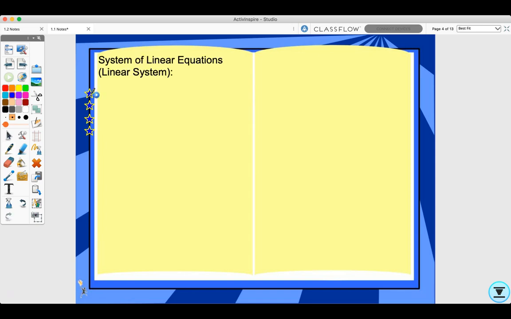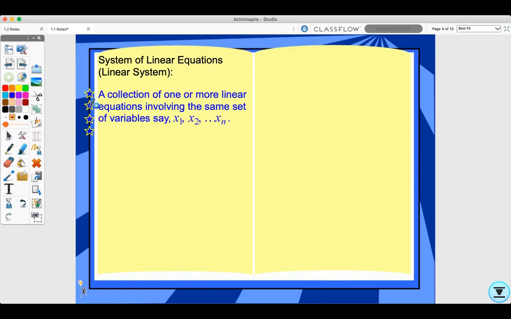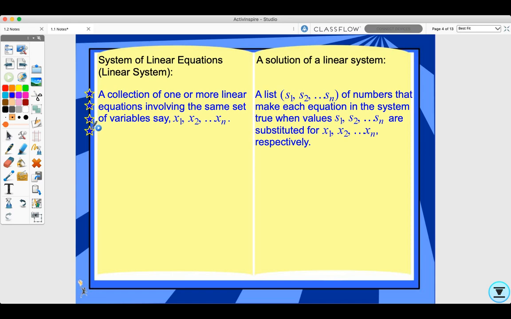A system of linear equations, also known as a linear system, is a collection of one or more linear equations involving the same set of variables, say x1, x2, all the way to xn. A solution of a linear system is a list s1, s2, all the way to sn, of numbers that make each equation in the system true when the values s1, s2, and sn are substituted for x1, x2, and xn respectively.